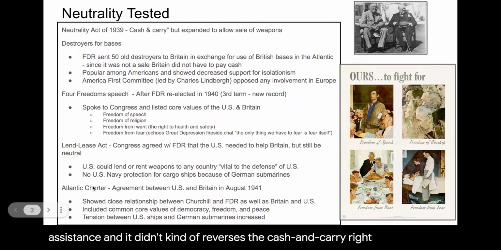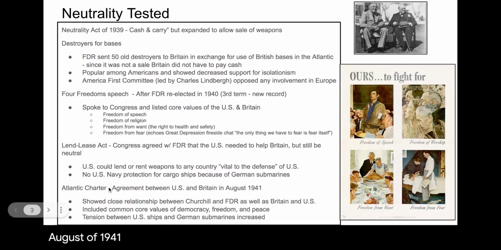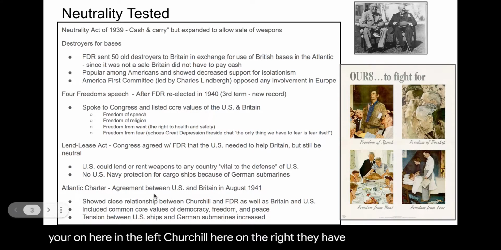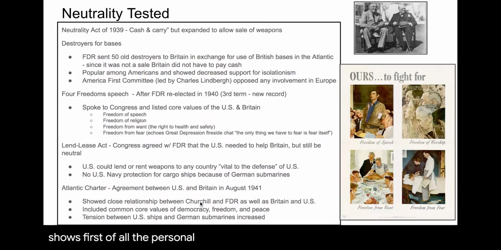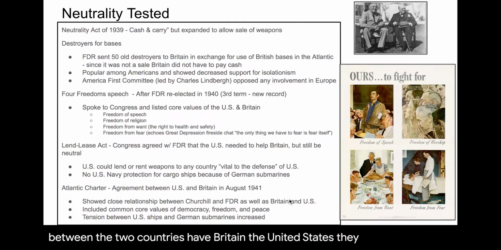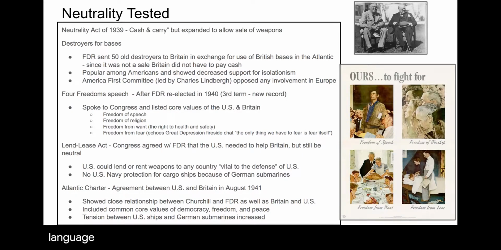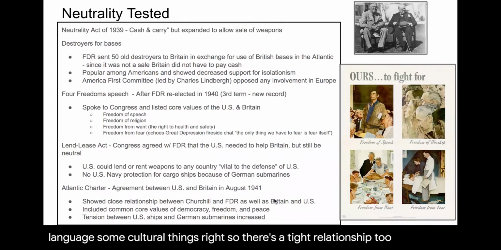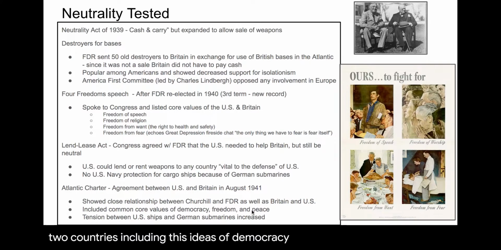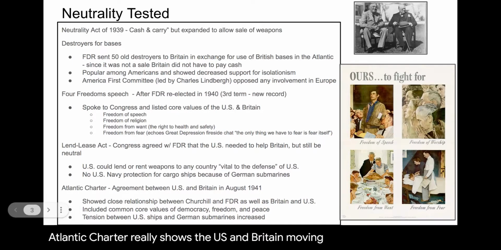Right. All right. In August of 1941, Churchill and FDR, we see the two of them here, FDR here on the left, Churchill here on the right. They reach this agreement called the Atlantic Charter. And this basically shows, first of all, the personal relationship between Churchill and FDR, but also between the two countries of Britain and the United States. They share what's called a special relationship. They share a common history, language, some cultural things, right? So there's a tight relationship between the two countries, including these ideas of democracy, freedom, and peace. And so this Atlantic Charter really shows the US and Britain moving closer to an alliance.